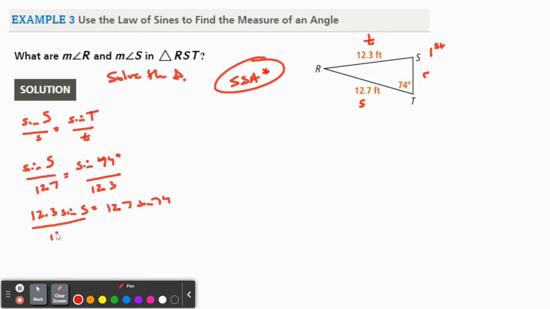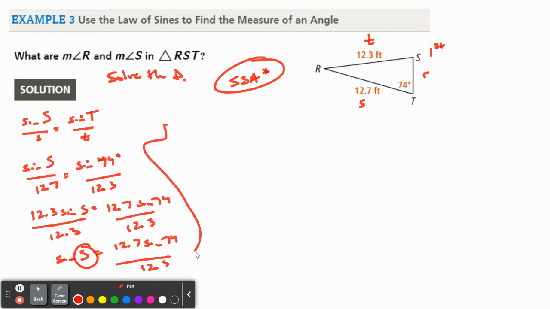We're going to divide by 12.3 to get sine of S equals 12.7 sine of 74 divided by 12.3. And now, to release the S from the sine, we have to do the inverse sine. So to find the measure of angle S, we're going to take the inverse sine of this whole big thing.